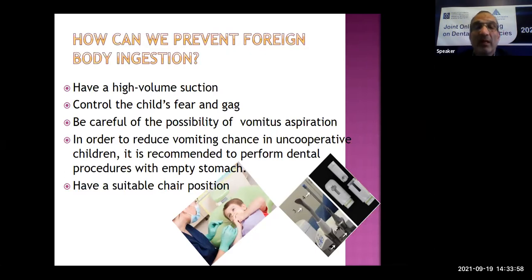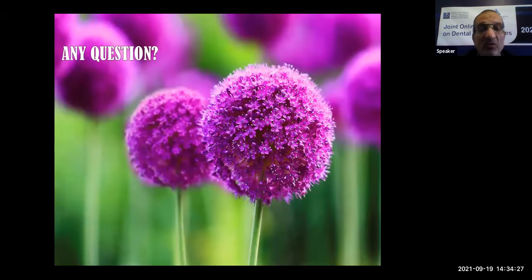This is very important. Use high volume vacuum in order to reduce the chance of vomiting in uncooperative children. It is recommended to perform dental procedures on an empty stomach, without eating a lot, and to have a suitable chair position for all patients. Thank you so much, and I'm sorry for the problem during my session.